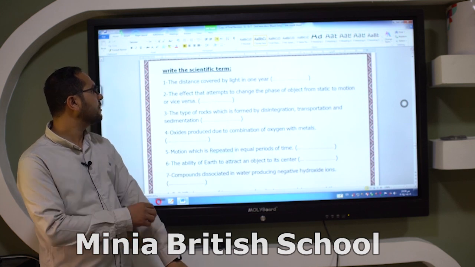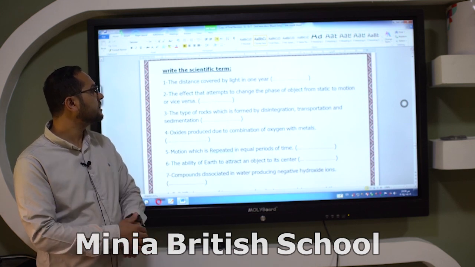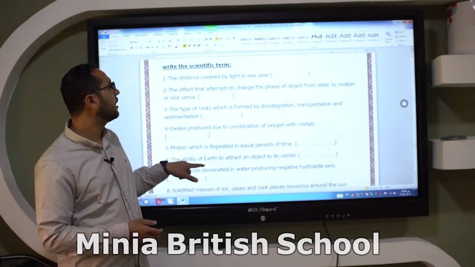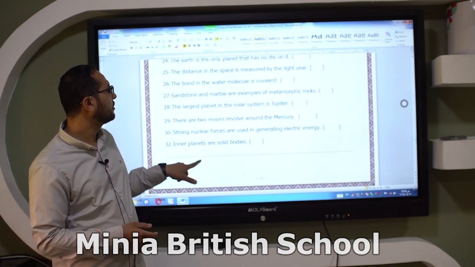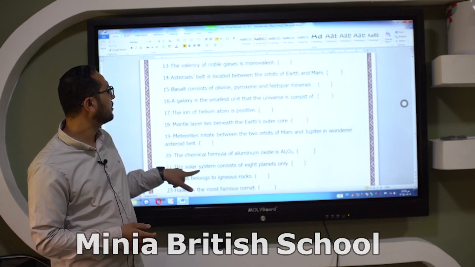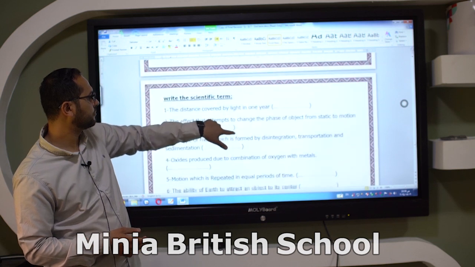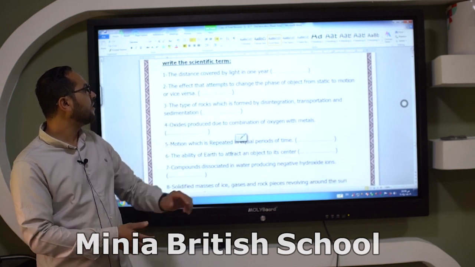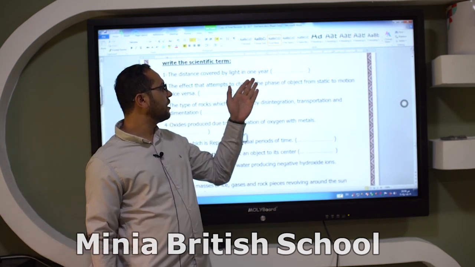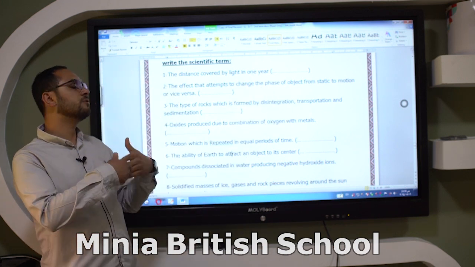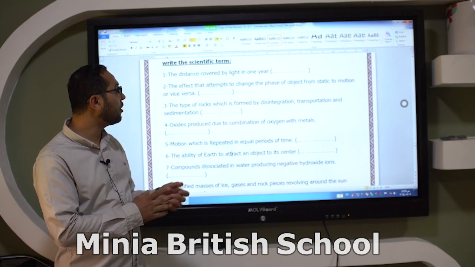Okay, write the scientific term. The distance covered by the light of 1 year is light year. The effect that attempts to change the face of object from static to motion or vice versa, this is the meaning of force.